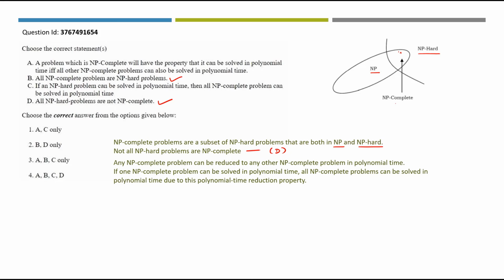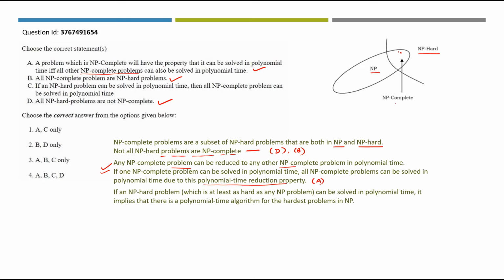A problem which is NP complete will have the property that it can be solved in polynomial time if and only if all other NP complete problems can also be solved in polynomial time, is what this statement is also saying. So A is also true. This particular statement will state that both B and D are true. Similarly, this particular point will state that A is true.